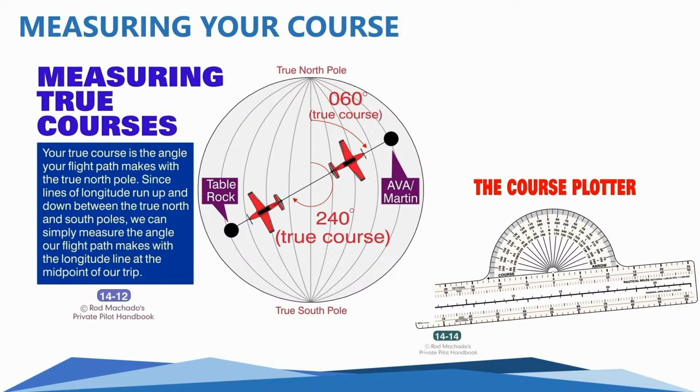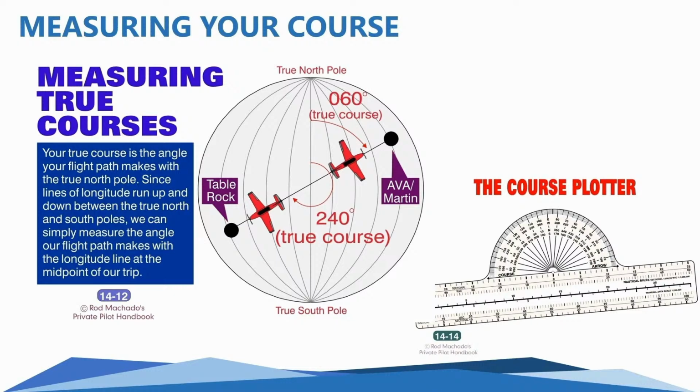And then from that point, we're going to make some corrections to it based upon wind conditions and also where you're located on Earth in terms of variation, in order to come up with a compass heading. So the true course is the angle your flight path makes with the true North Pole. As you can see here in this example, our true course, depending on which way we're flying, if we're going from Table Rock to Martin Airport, is 060.